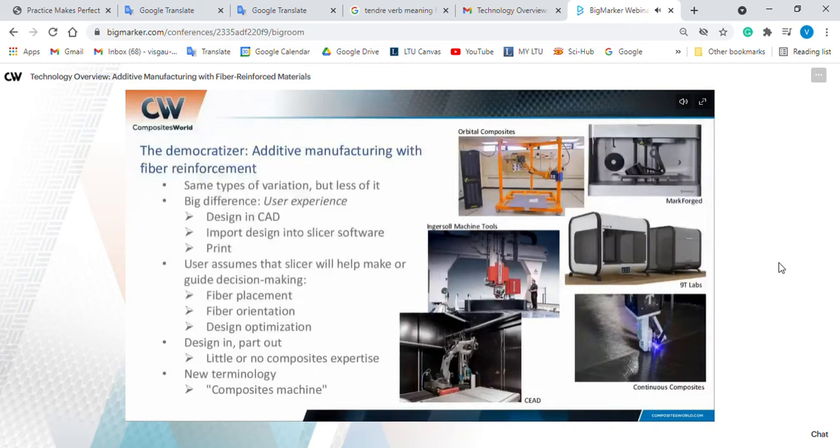So it's really exciting. I think we're seeing a lot of merging of composites manufacturing ideas with additive manufacturing ideas and technology, and creating a lot of opportunity in a really dynamic space to do things, to manufacture composites in new and exciting ways.